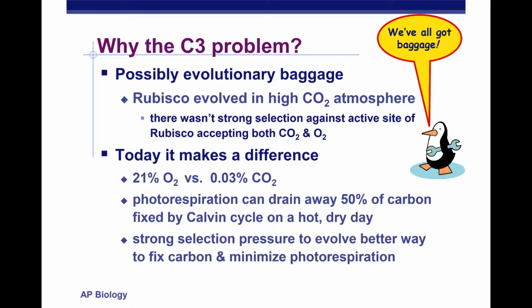But now that our oxygen levels are so much higher, think 21% versus 0.03%, it's a very different environmental condition. We have more oxygen, which means that photorespiration can definitely happen, especially in situations where the plants are exposed to really high temperatures, really dry conditions.